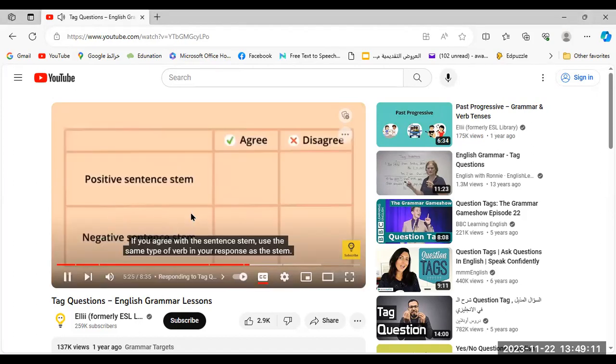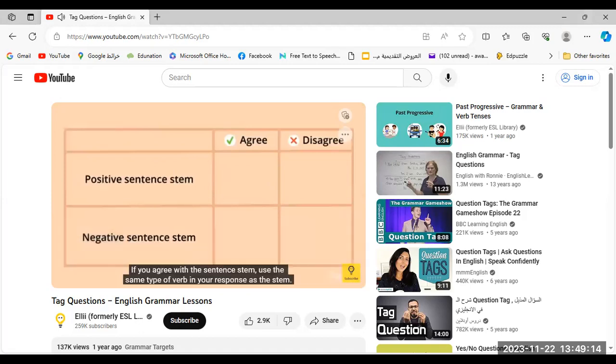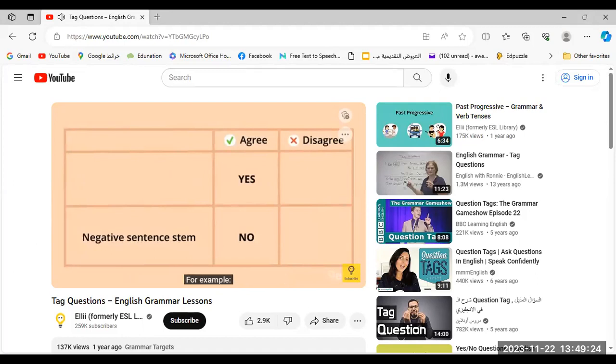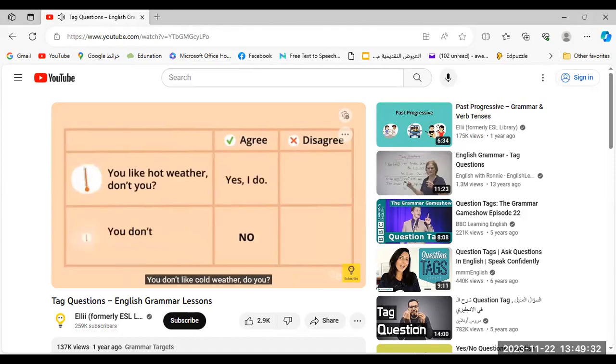If you agree with the sentence stem, use the same type of verb in your response as the stem. Respond with yes for a positive sentence and no for a negative sentence. For example, "You like hot weather, don't you?" "Yes, I do. I like hot weather." "You don't like cold weather, do you?" "No, I don't. I don't like cold weather."